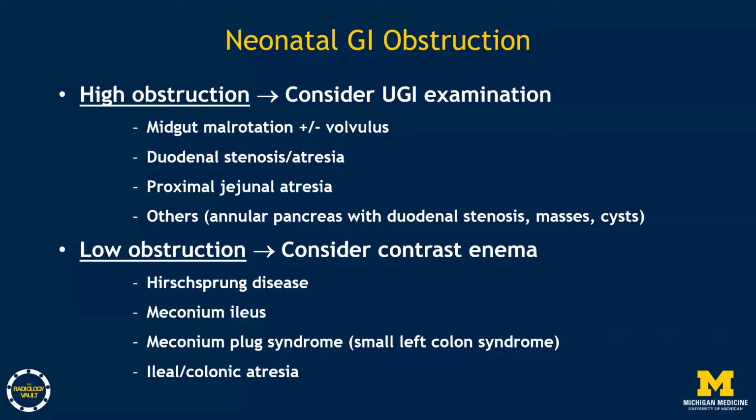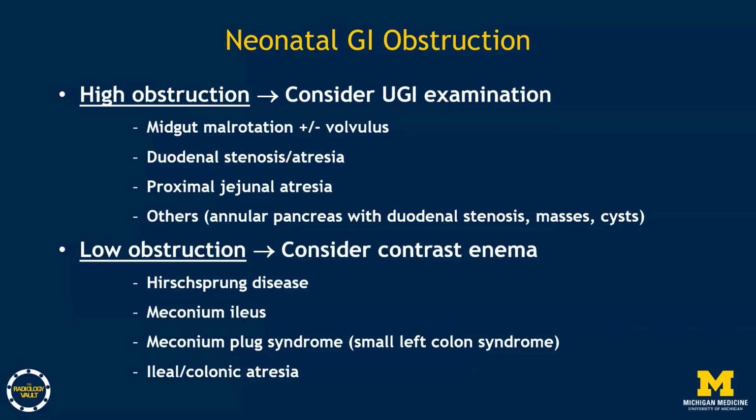Other obstructions can occur, such as annular pancreas with duodenal stenosis, or a mass or cyst might lead to a high obstruction. In the topic that we're going to discuss today, the distal or low bowel obstruction, our first step after the radiographs will be a contrast enema. I will not talk today about the specific choices of contrast, except to briefly mention that in most cases, water-soluble contrast is the preferential choice.